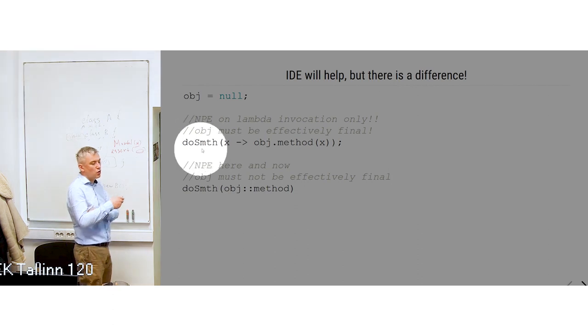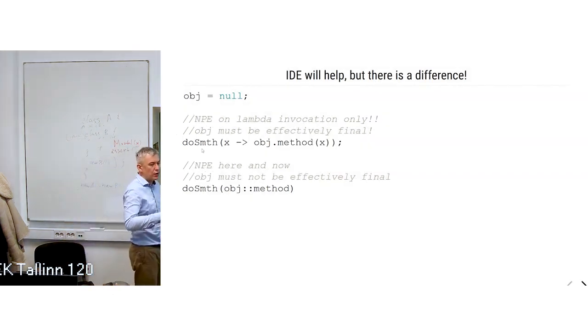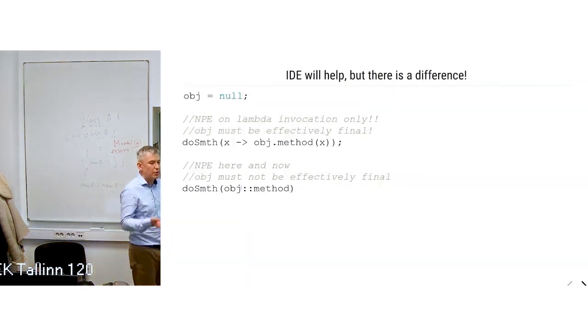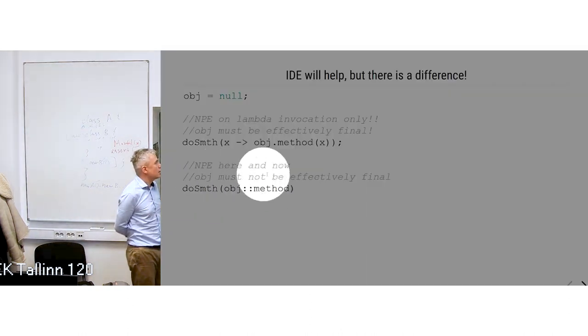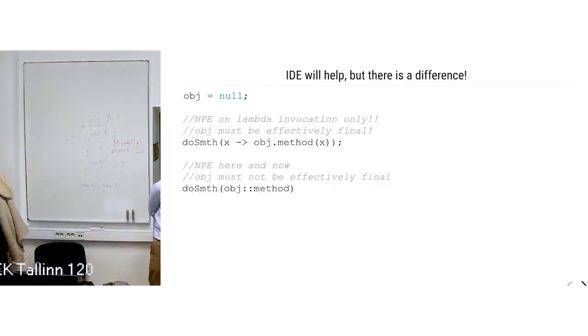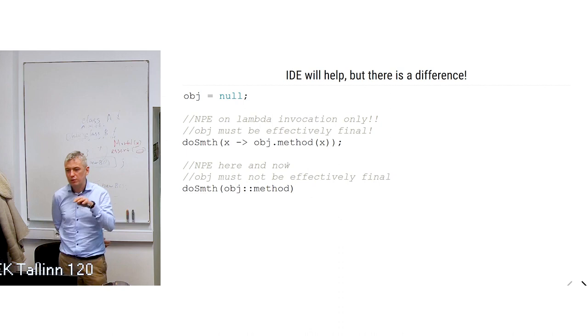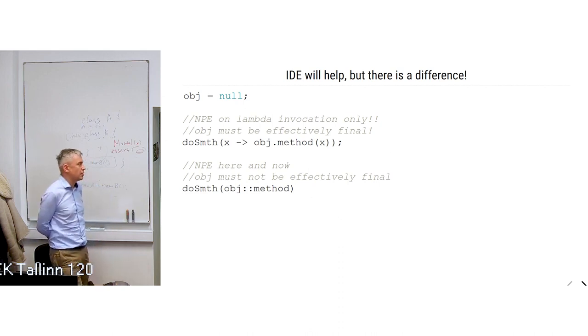Not when doSomething internally calls this lambda, but when we are calling doSomething, because in order to calculate the method reference, the Java virtual machine must dereference the object, and if it's null, a null pointer exception will be thrown earlier, which is actually better, because remember, throw early, catch late. The earlier we get an exception, the easier it is to debug. This is maybe another argument why method references are superior to lambdas, and if you can use a method reference, please use a method reference instead of a lambda.